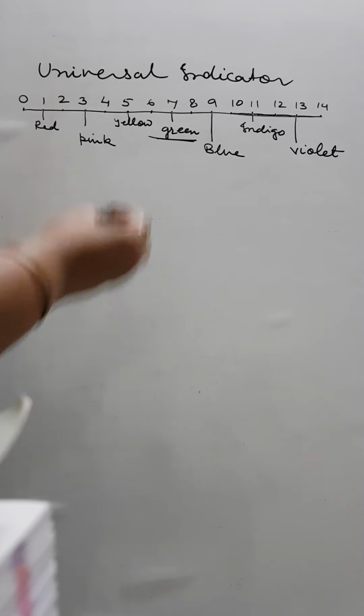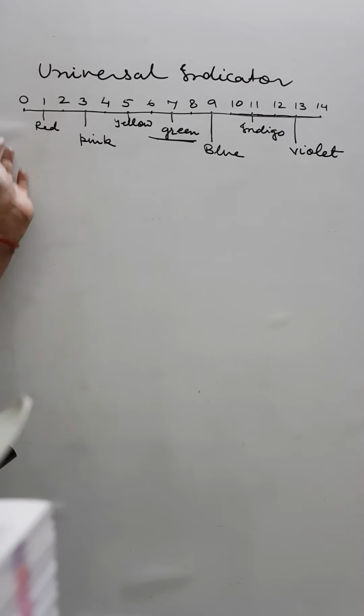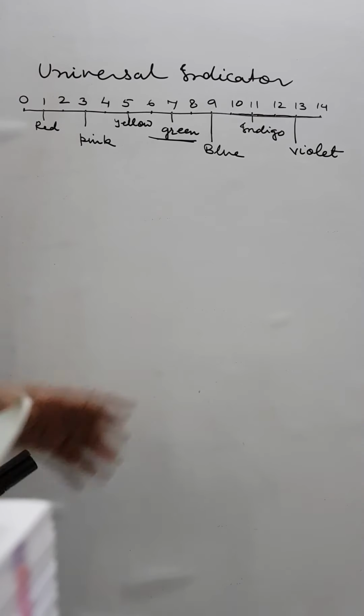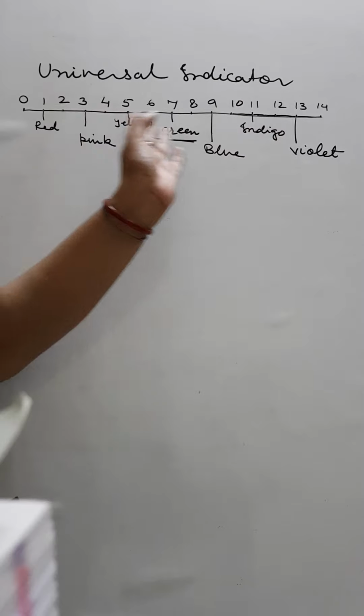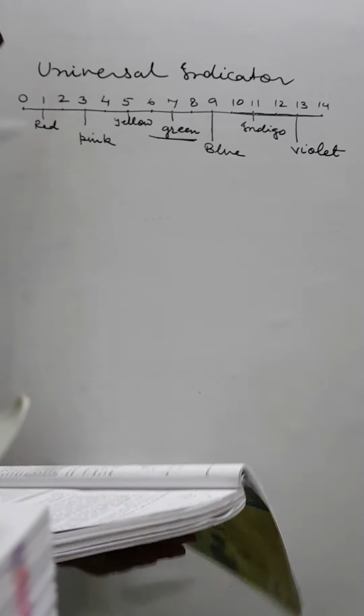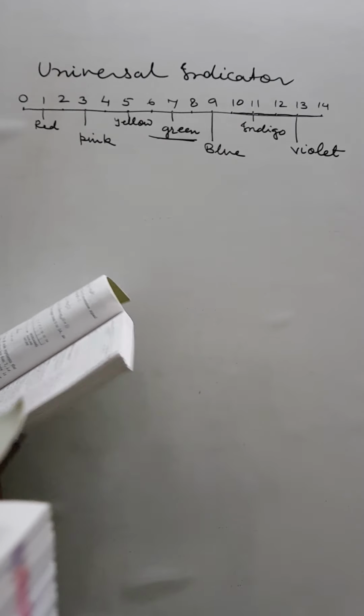So just an idea. Just remember, at 7, a universal indicator shows green color, and then gradually when you move to the lower side of the pH, it changes from pink to red. On the higher side, it is blue, indigo, violet, the shades of blue. That was all there, children. Then some common points of importance of pH in everyday life.